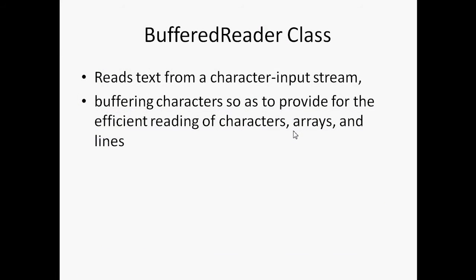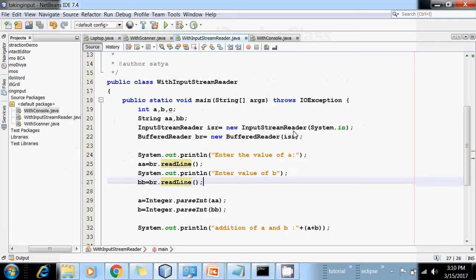The next one is the BufferedReader class. BufferedReader has some long methods to take input through. It reads text from a character input stream, taking a character-by-character stream, and then it makes a buffer of them all so as to read them in a good way. It buffers the characters to provide efficient reading. As I have told you, let me show you how it buffers actually.